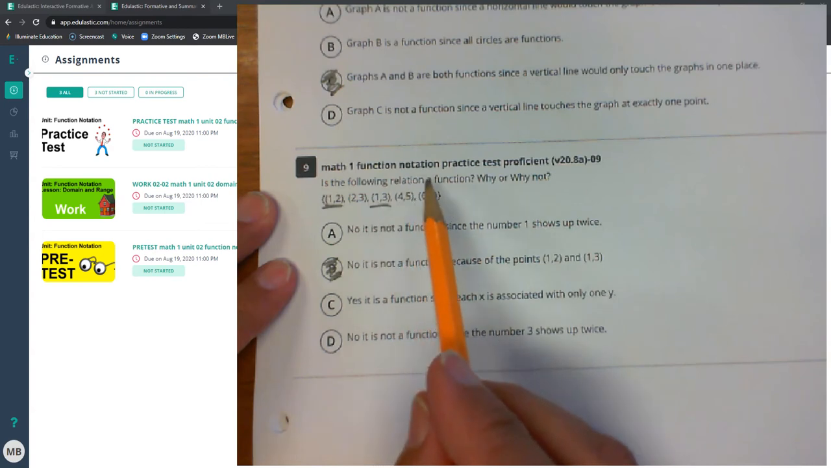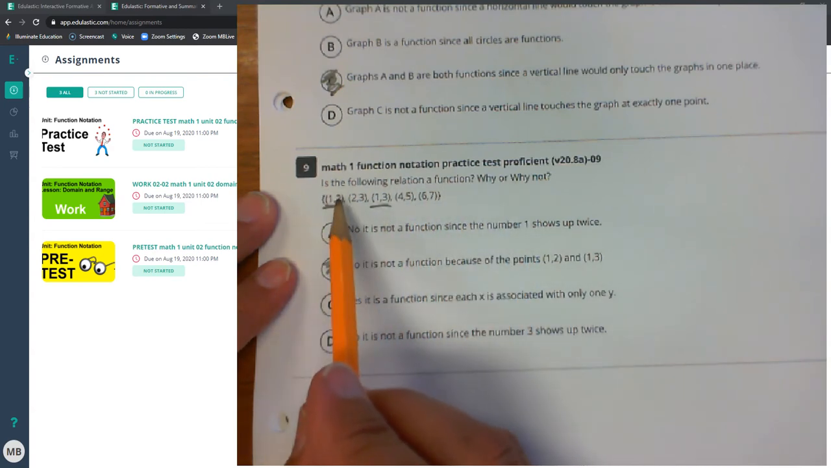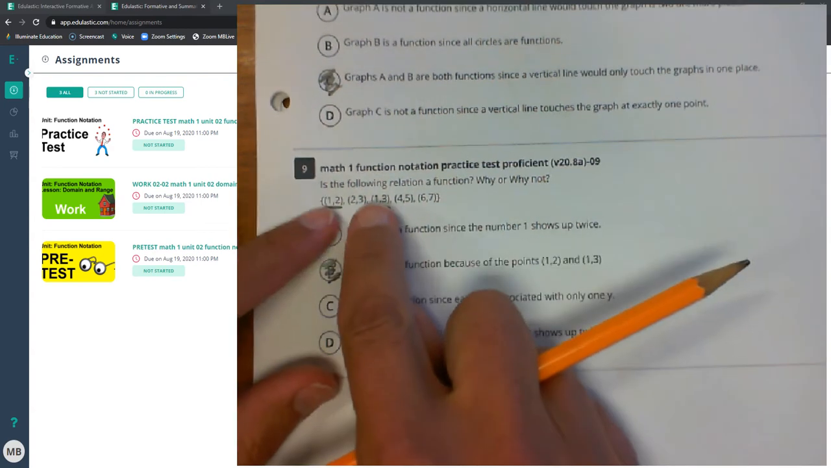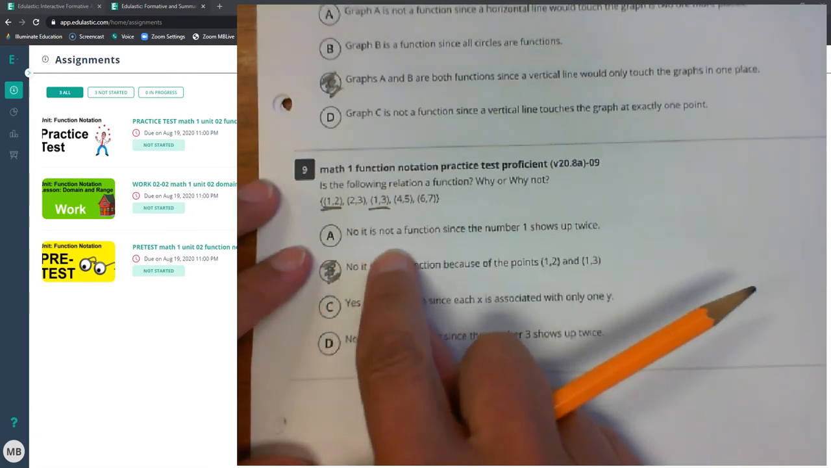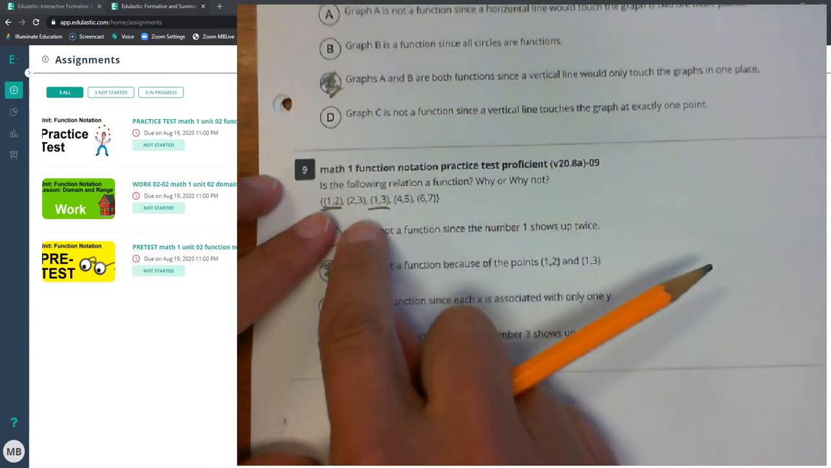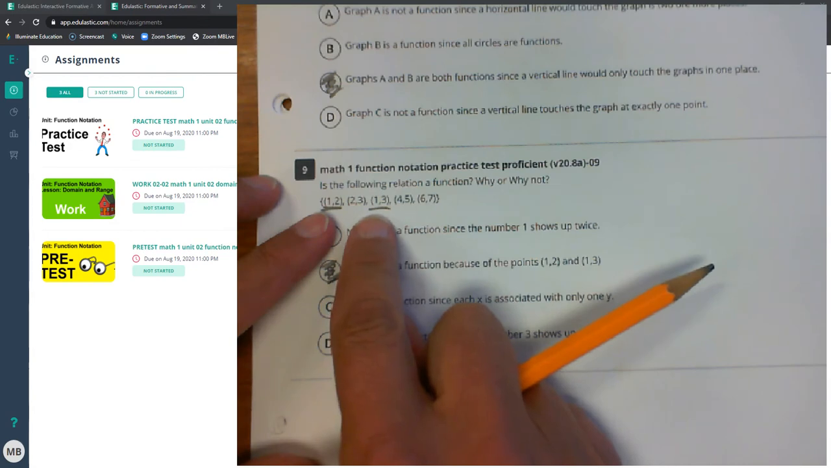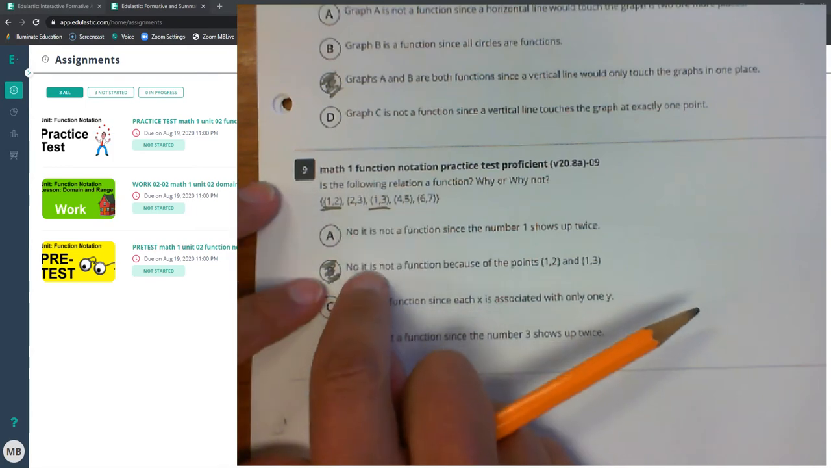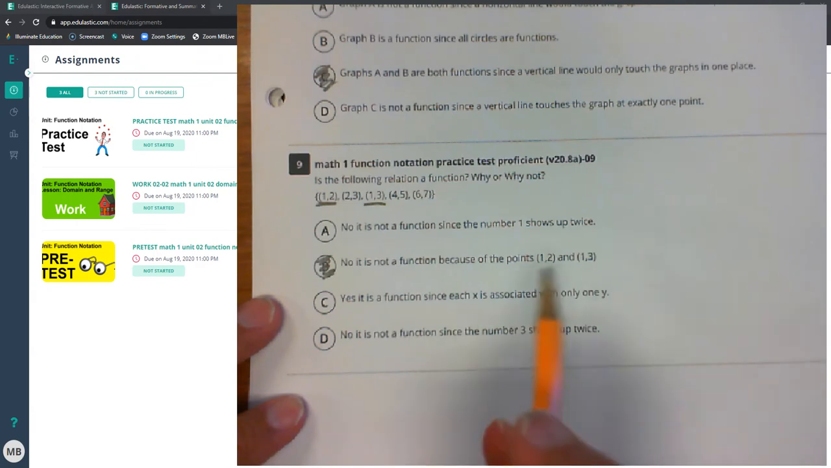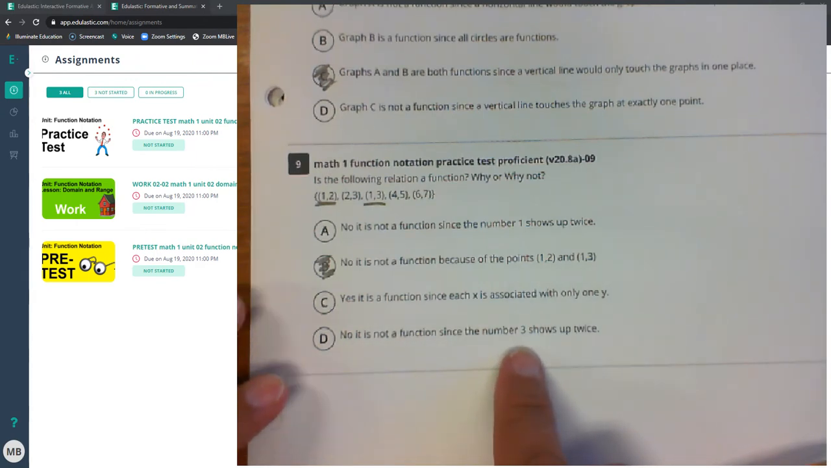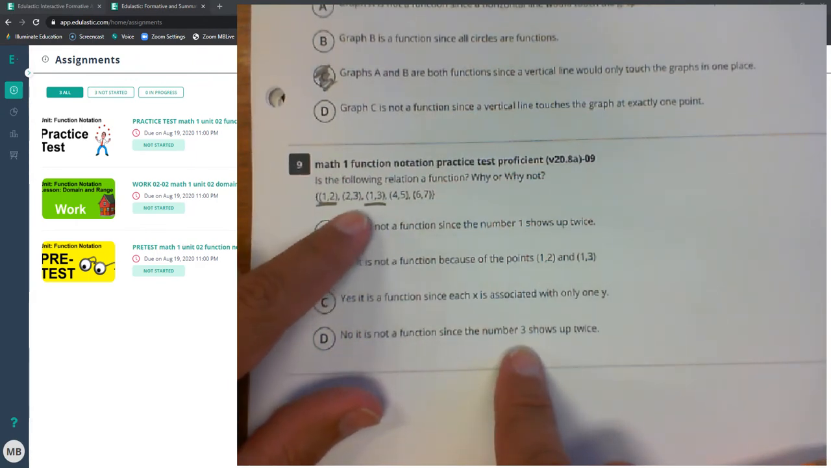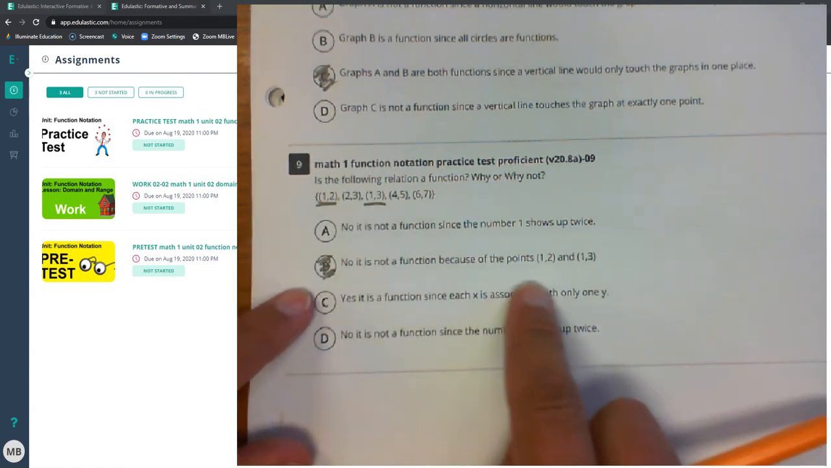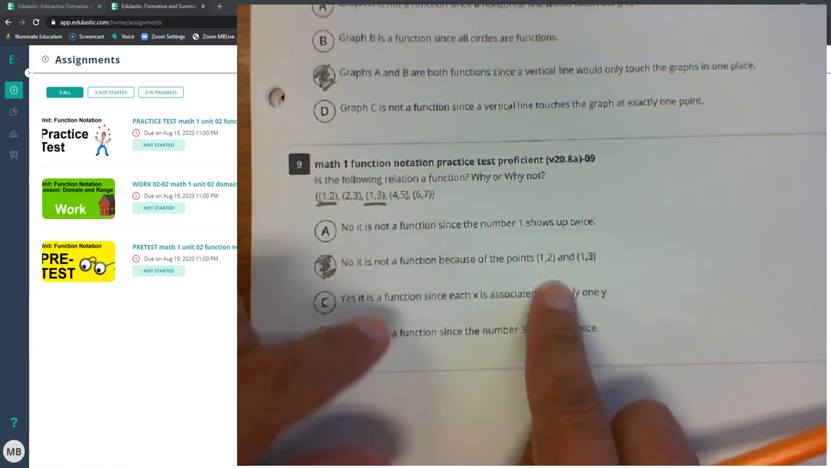Is the following relation a function? Why or why not? I plug in a 1, I get out a 2. I plug in a 1, I get out a 3. Nope, that's not a function. It's not a function since the number 1 shows up twice. It's not a function because of the points 1, 2, and 1, 3. Yes, that's right. Yes, it is a function. No, that's wrong. It's not a function since the number 3 shows up twice. No, that's not an issue. It's because of these 2 points right there, 1, 2, 1, 3. Oh, that's it.